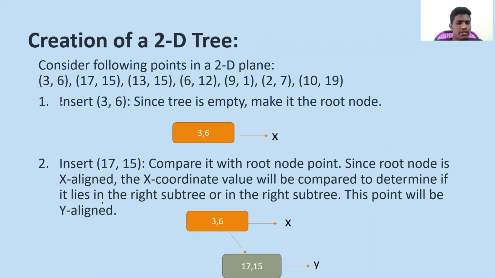As this 17 is greater than this 3 value, it should be there to the right side of the root node, that is 3. This 17, 15 should be there to the right side of this root node, and this plane is y. As we discussed earlier, the children of the root node should be there in the y plane, as this is x and this is y.